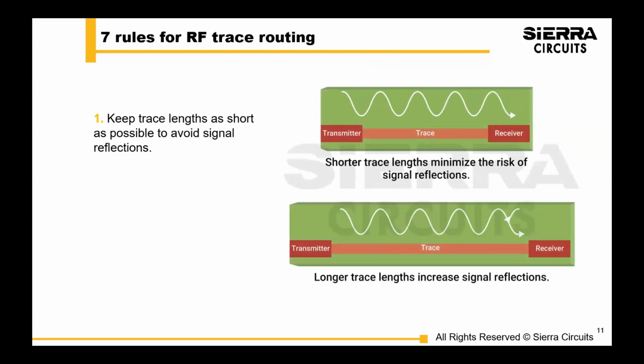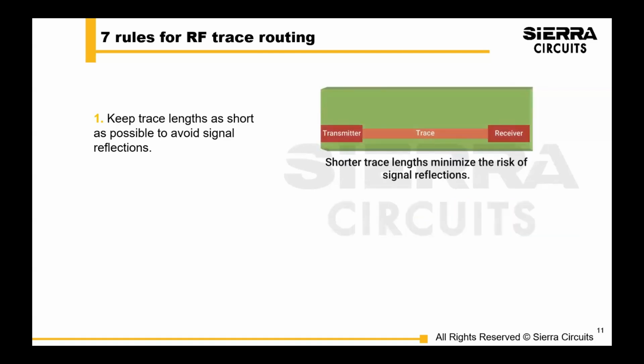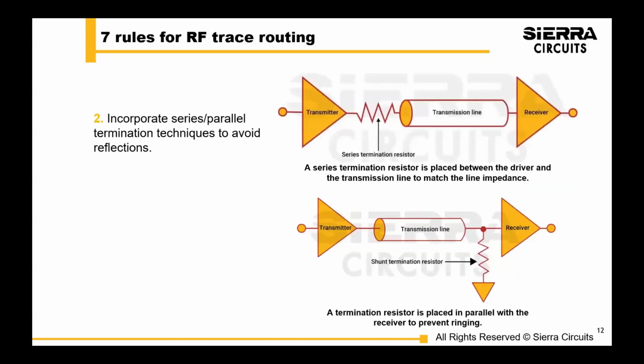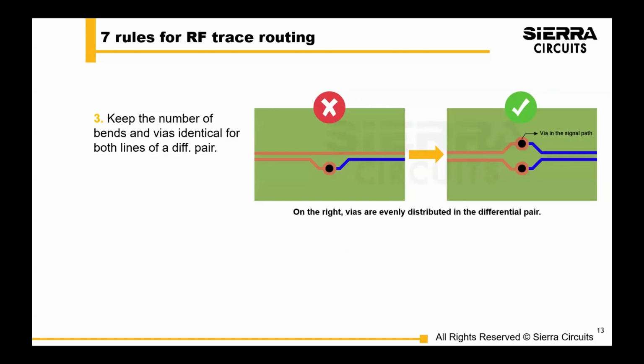So 7 essential trace routing rules to preserve signal quality in your layouts and your RF layouts. So keep your trace lengths as short as possible to avoid the signal attenuation. And incorporate series or parallel termination techniques to avoid reflections. For a series termination, a series resistor is placed between the driver and the transmission line in series to match the line impedance, whereas in parallel termination, a shunt termination resistor is placed in parallel with the receiver to prevent the ringing.